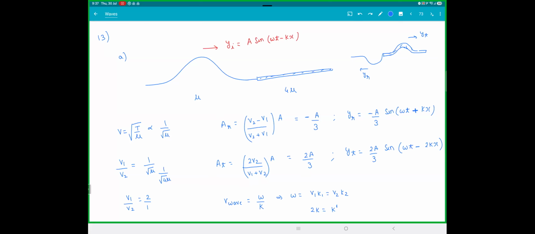Are you clear what I did? So you need to get the amplitudes. You need to ask yourself, is it going right or left? Then you need to ask yourself, is k the same? Everyone understood this?